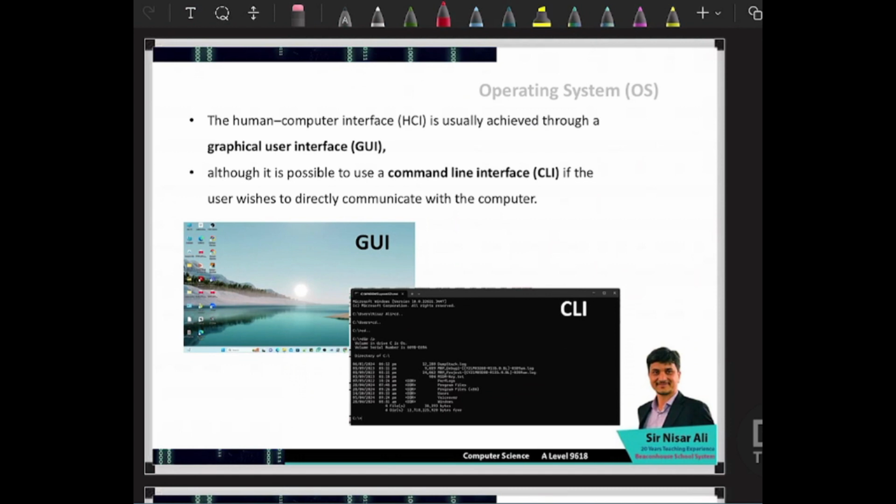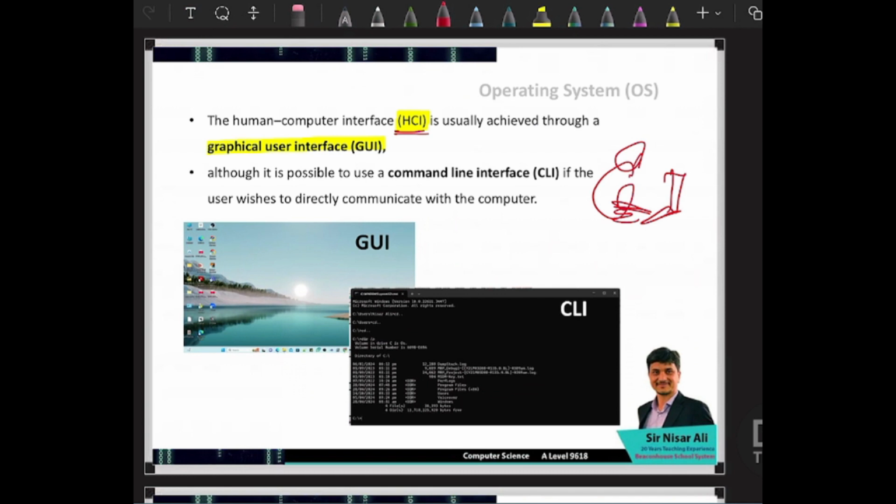And more importantly, when this operating system is being used and we are interacting with the computer, the user is interacting with the help of HCI, the human computer interface. And this HCI is actually a graphical user interface, GUIs, nowadays. So there are two ways in which the user can give instructions.